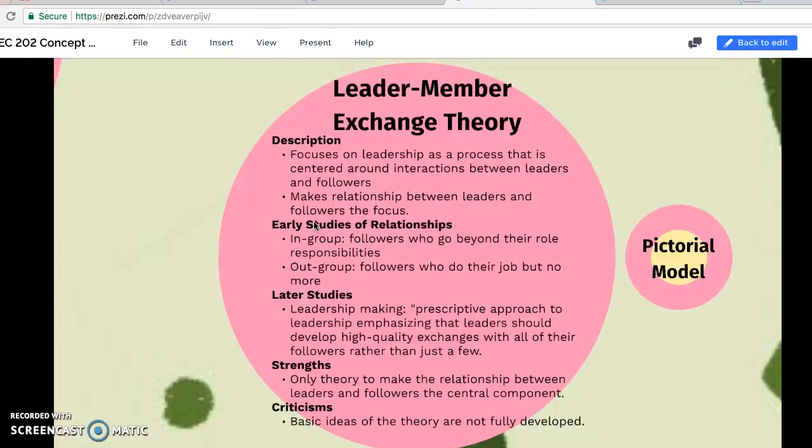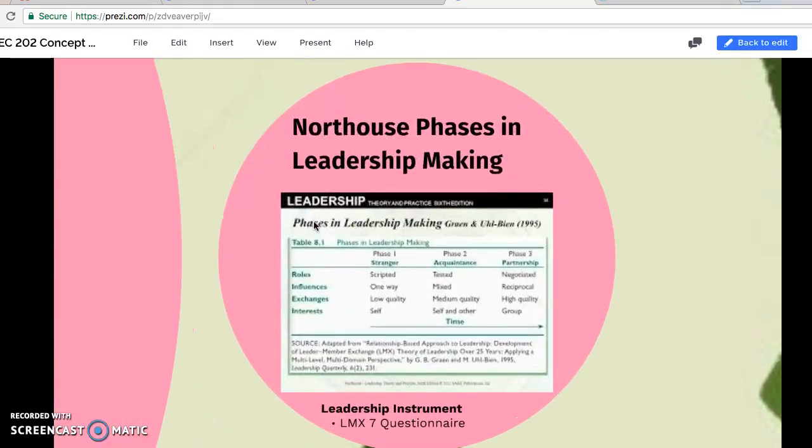Leader-member exchange focuses on leadership as a process that is centered around interactions between leaders and followers. It is the only theory that makes the relationship between leaders and followers the central focus. Leadership making is described as the prescriptive approach to leadership, emphasizing that leaders should develop high-quality exchanges with all of their followers rather than just a few. This is the phases in leadership making model. The phases are stranger, acquaintance, and partnership. Leaders using the LMX style strive for mutual partnership with their followers.